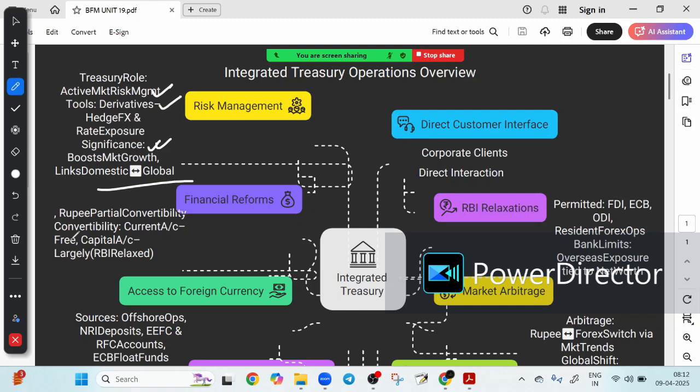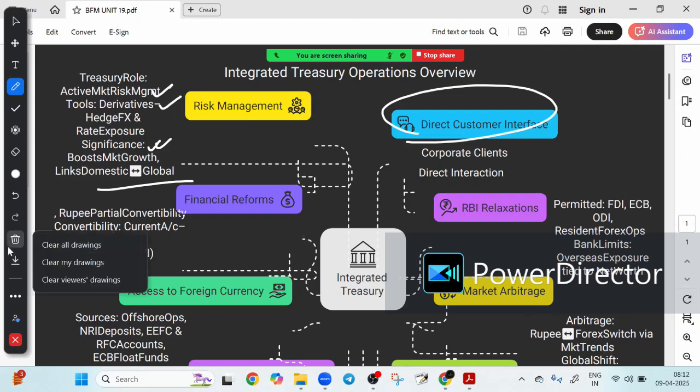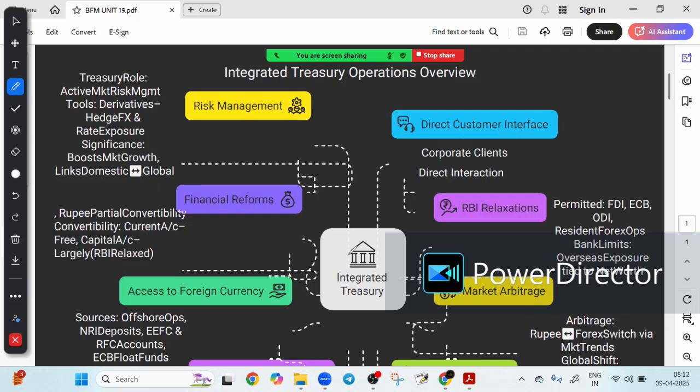Now friends, let's look at the direct customer interface. On the right side you can see integrated treasury is not just about numbers, it speaks directly with the corporate client. This is called one-to-one interaction. It helps tailor solutions, build trust and bring financial strategies closer to real business needs.